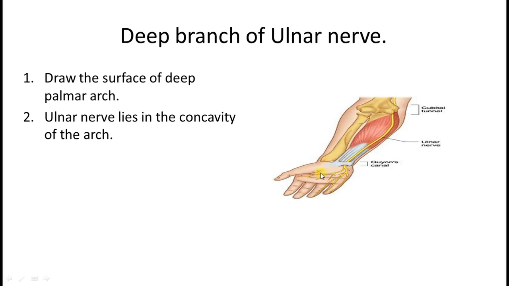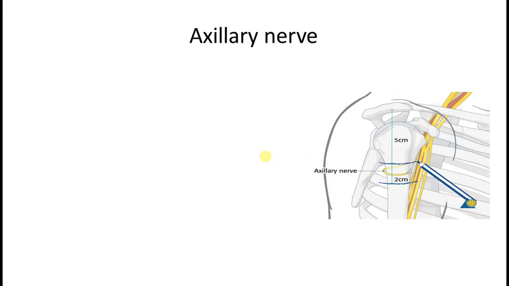That gives the surface marking of the ulnar nerve, but don't draw it all the way to the most lateral border, because this nerve ends at the adductor pollicis muscle itself. Don't draw across the thenar eminence; you should stop just before that. So that is the surface marking of the deep branch of the ulnar nerve.